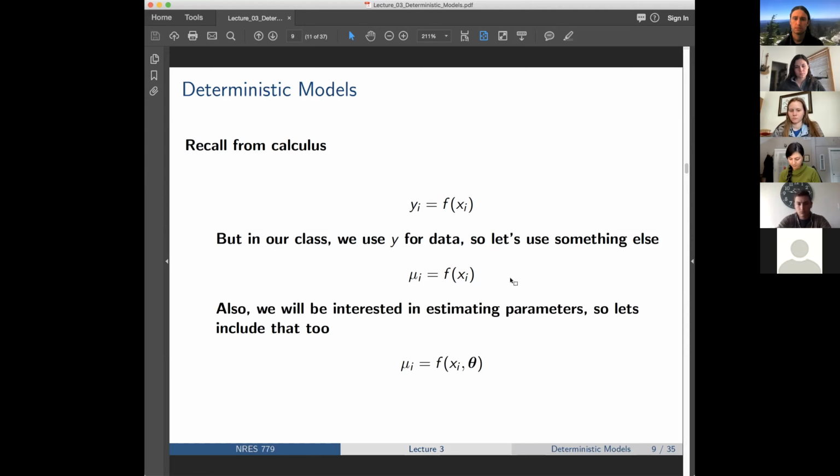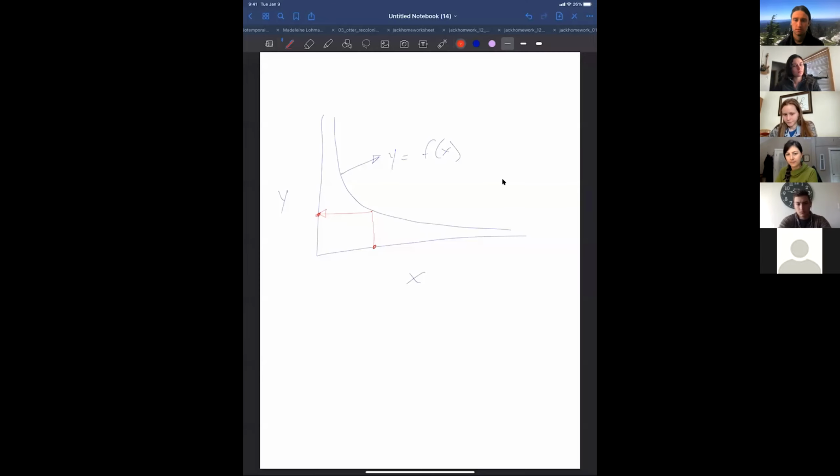The other addition we're going to add to this basic function is the parameters. We're going to be interested in estimating parameters in our statistical inference, so we're going to include that in writing this out. Now recall, when we write out parameters, generally we're using theta. So let's look at an example of this.